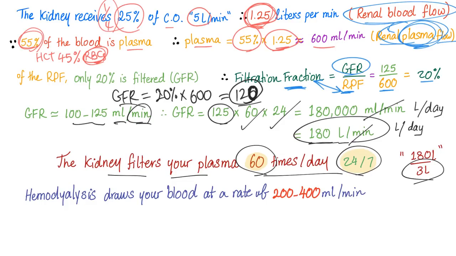On the other hand, hemodialysis draws your blood at a rate of 200 to 400 mLs per minute, and this is only 3 times a week. It's not 24/7. Something to be thankful for, you selfish, ungrateful twit.